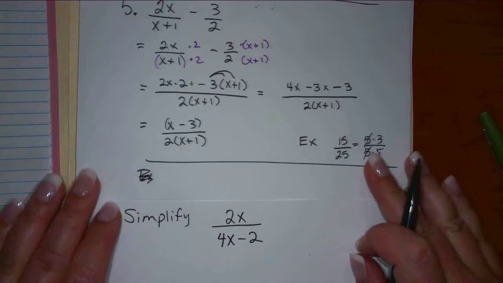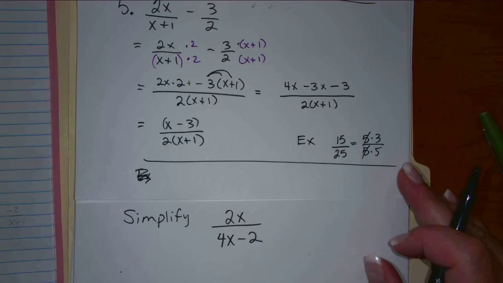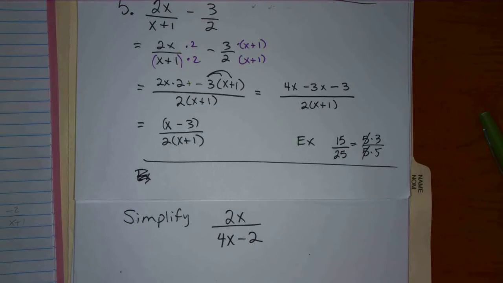Okay, here's the question: 2x over 4x minus 2. I'm telling you that it does simplify. There's no other fraction to add, so we're not doing anything, we're just simplifying. What do you think can cross out here? A 2. Right, not yet, because there is not a 2 multiplied on top and a 2 multiplied on bottom. You have to see that first before you cross them off.